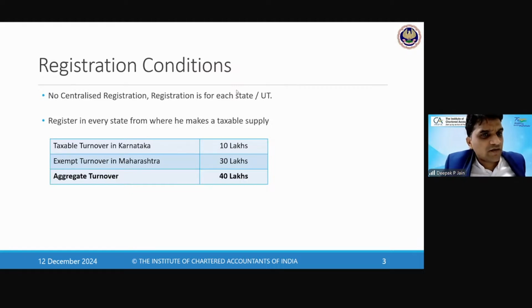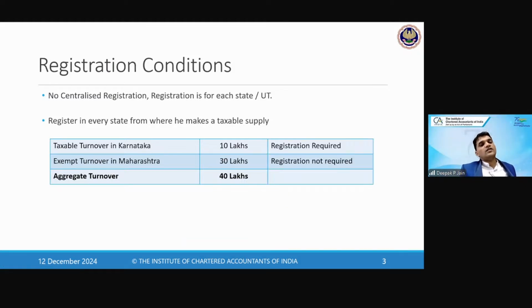If you are saying Karnataka, if you are saying Maharashtra, what is the correct answer? I've got all types of answers, very few said both the states. Karnataka registration is required. Maharashtra registration is not required, because you have to take registration in every state where you make a taxable supply. You're making a taxable supply in Karnataka, and in Maharashtra you're not making a taxable supply. So registration is not required.